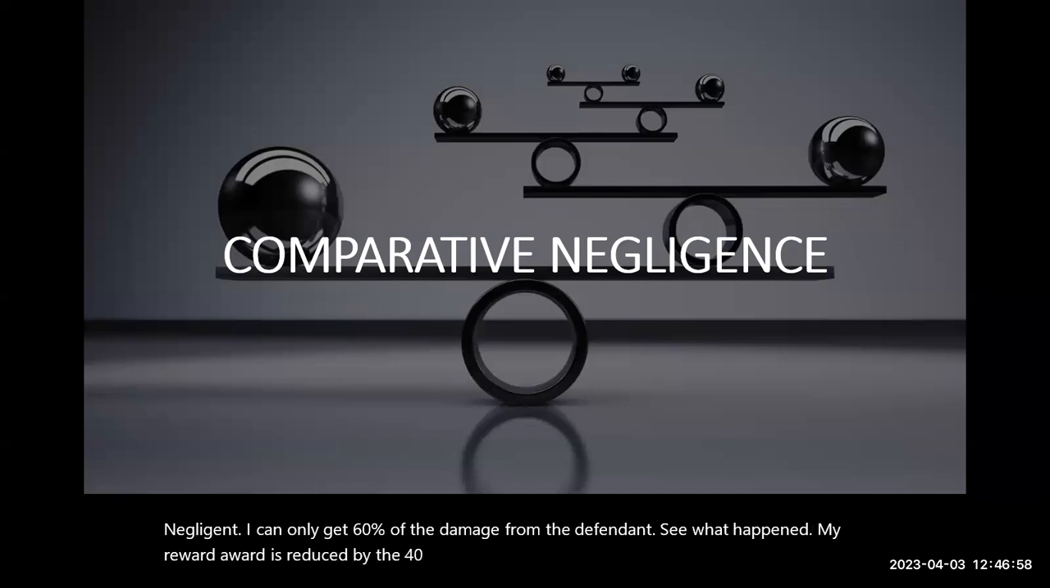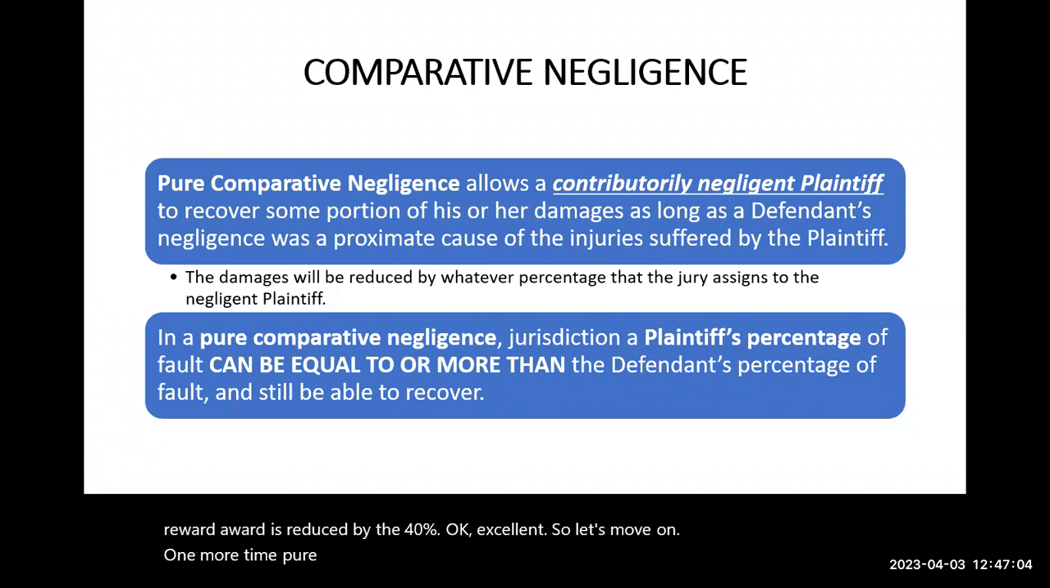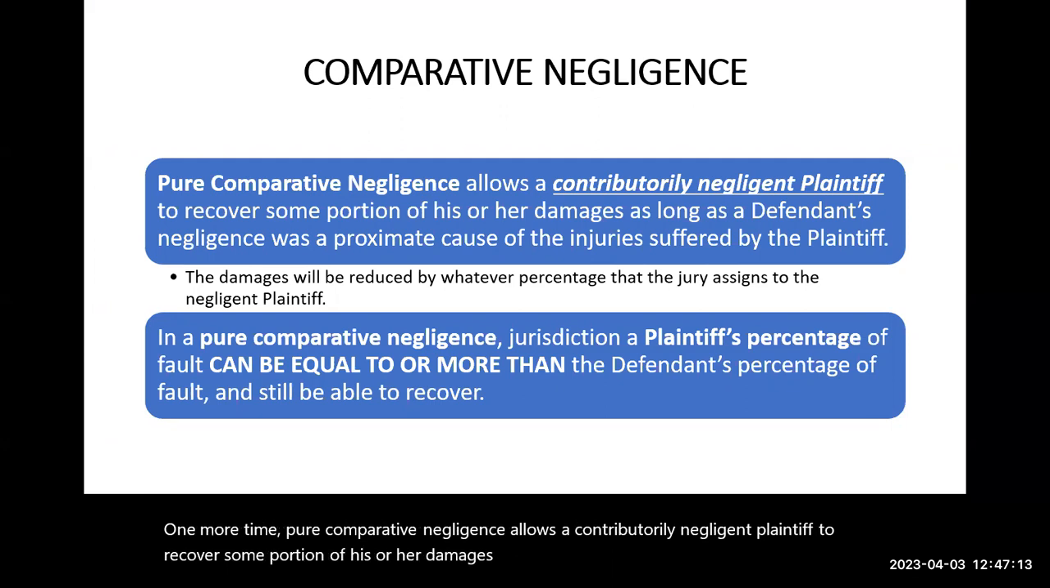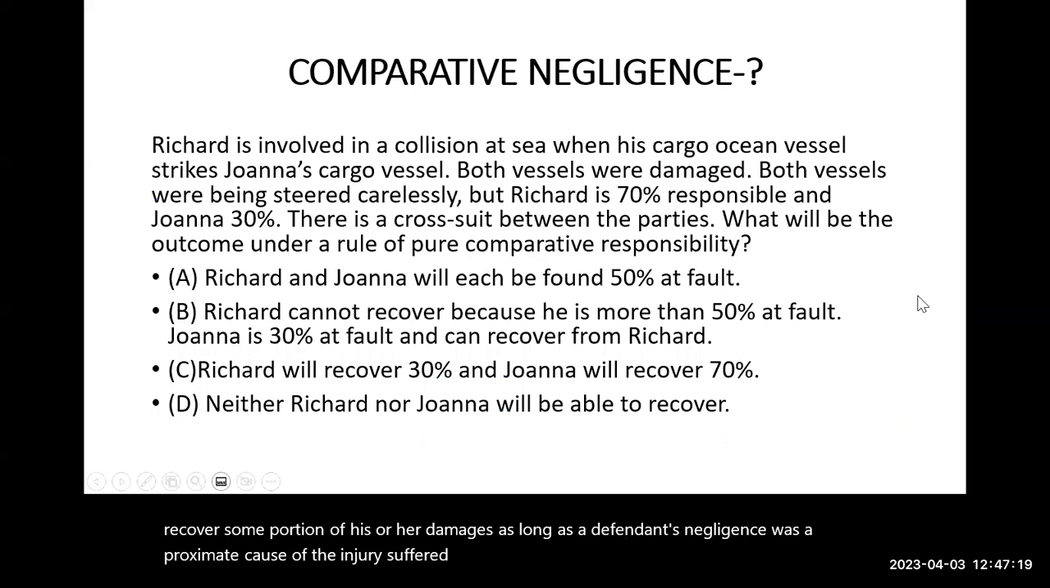Okay. Excellent. Let's move on. One more time. Pure comparative negligence allows a contributorily negligent plaintiff to recover some portion of his or her damages as long as a defendant's negligence was a proximate cause of the injuries suffered. Got it? Here's a question.